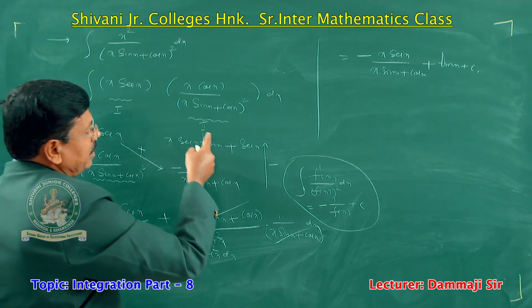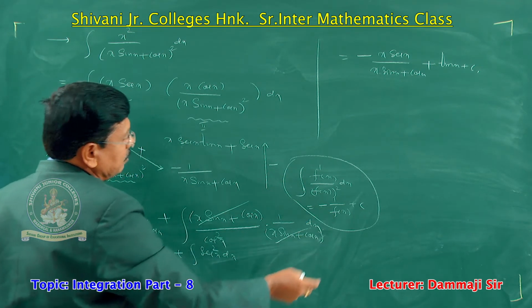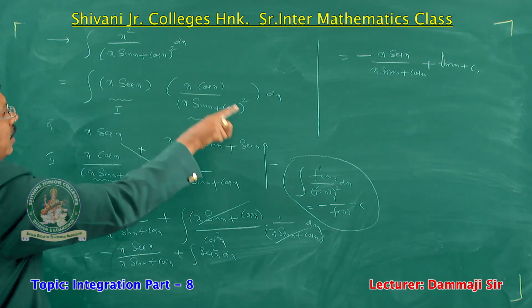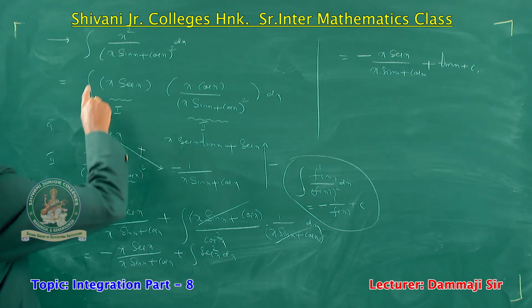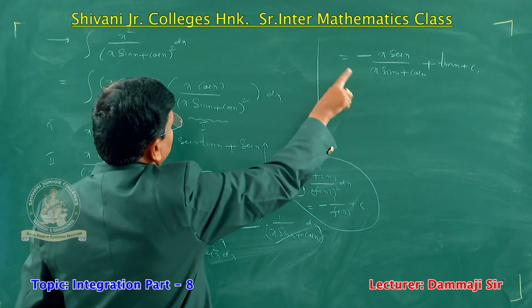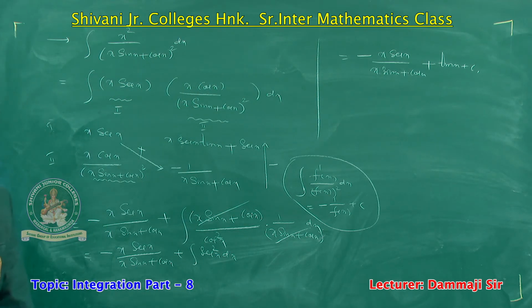But we have the formation f dash of x by f of x is nothing but minus. So it is one of the formations, but simply you can remember its problem formation. I will explain that one more.